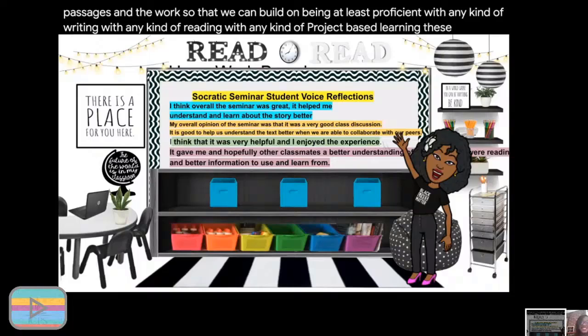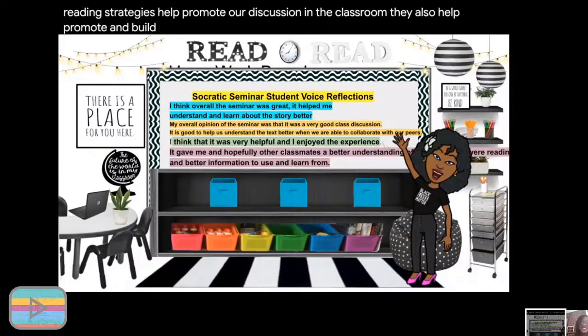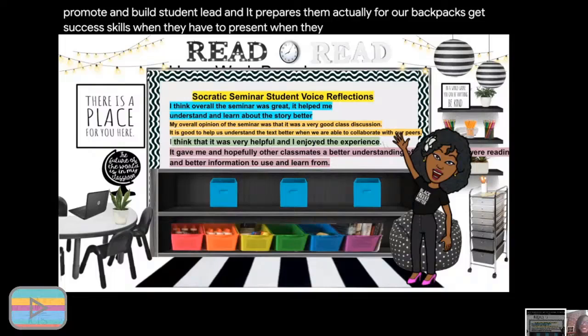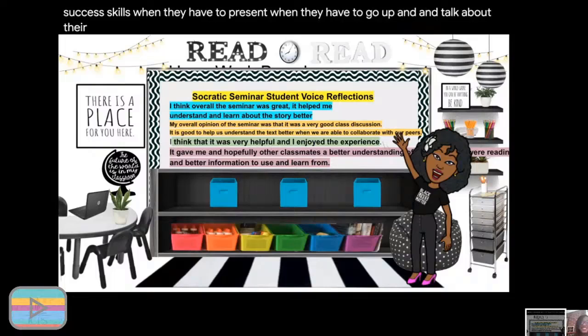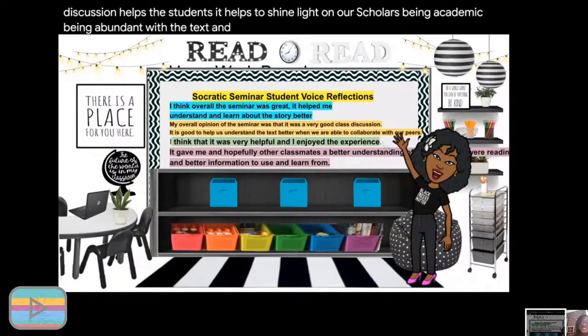These particular reading strategies help promote our discussion in the classroom. They also help promote and build student-led learning, and it prepares them for our backpack success skills when they have to present, when they have to go up and talk about their strengths and how they are in the classroom as leaders. So these particular reading strategies or formats for discussion help the students, and help to shine light on our scholars being academic, being abundant with the text, and in our classroom.